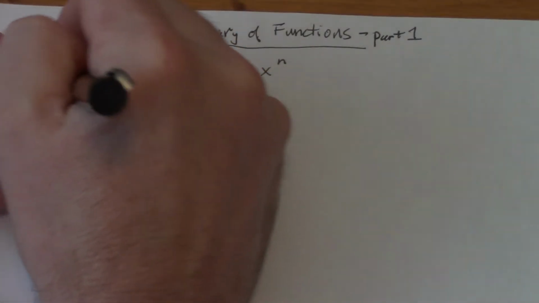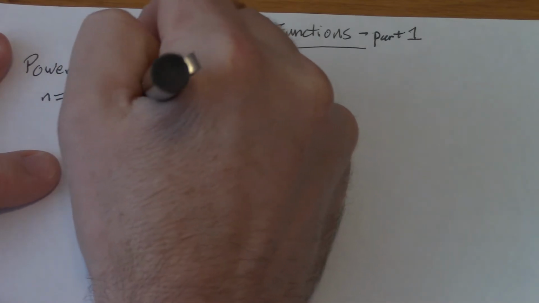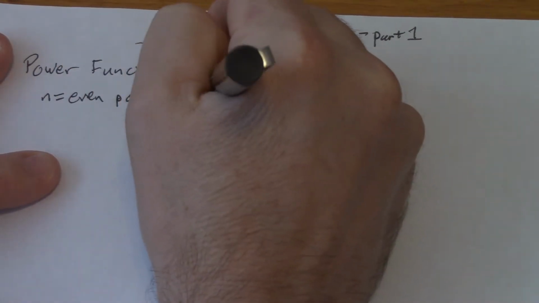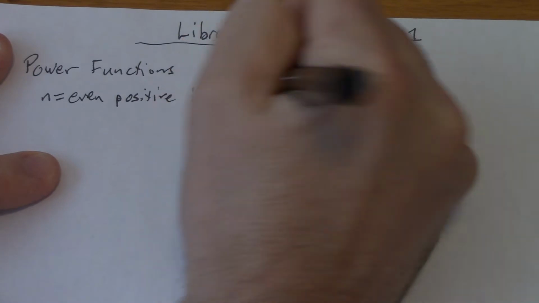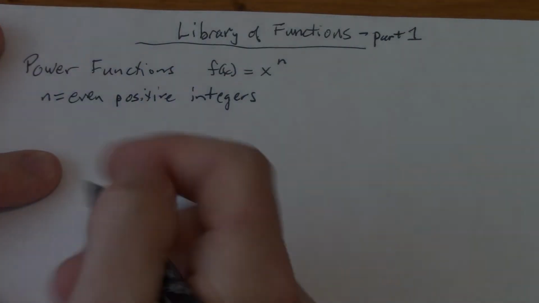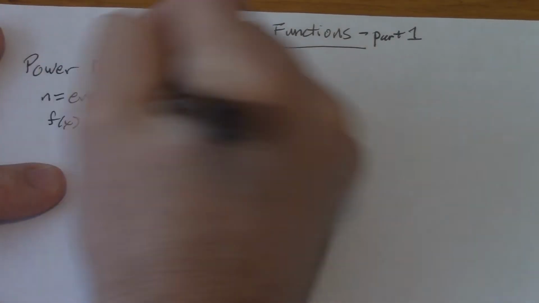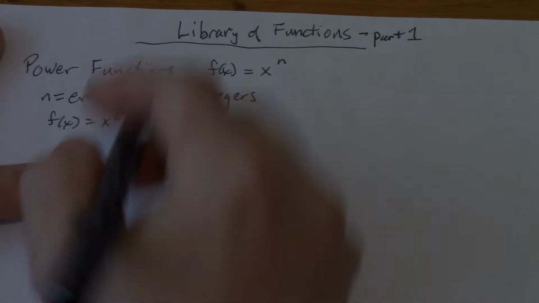So we'll start with even positive integers. Like 2, 4, 6, 8. So this would be like f of x equals x squared. Now we all know that's a parabola.